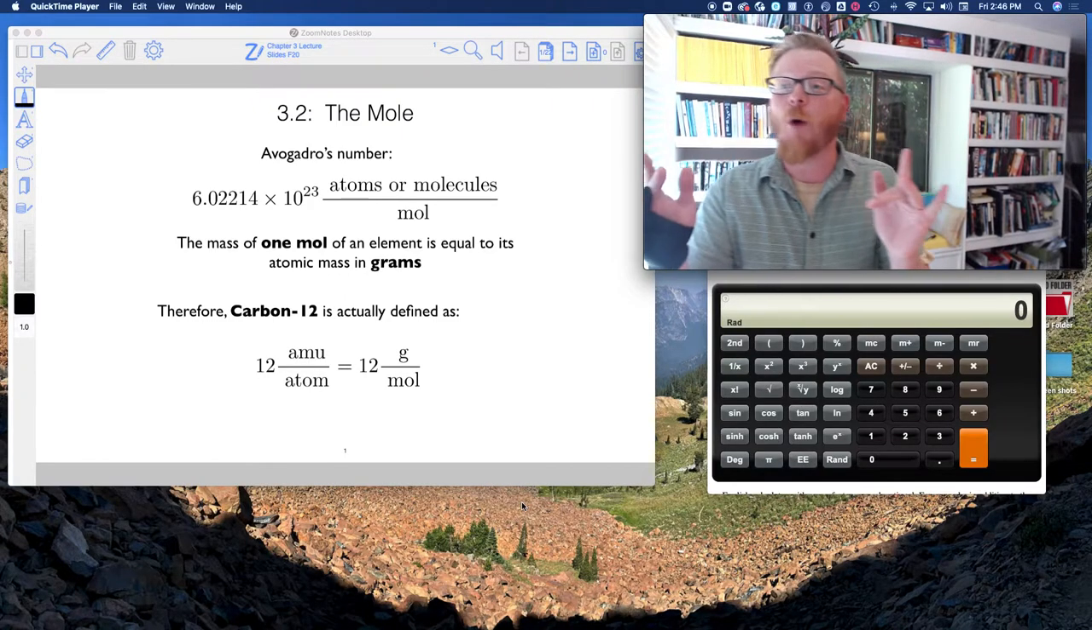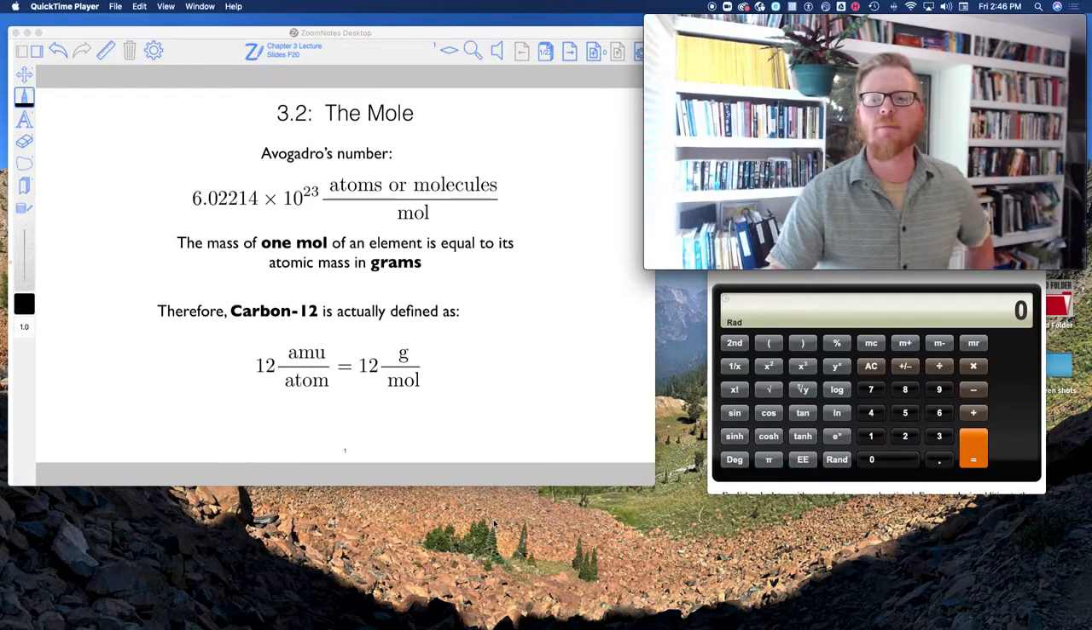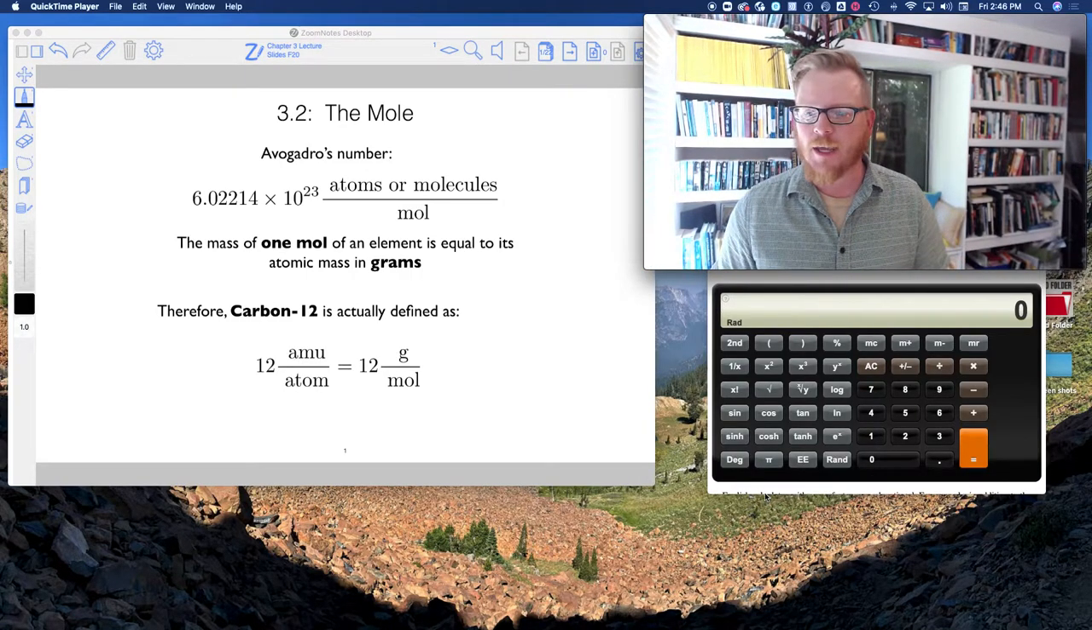Okay, let's get going, folks. Let's talk about some chemistry. So you can see what I have in front of me. I got this awesome little scientific calculator. I don't have to rig up a crazy little camera for this thing. I can show it to you right here.